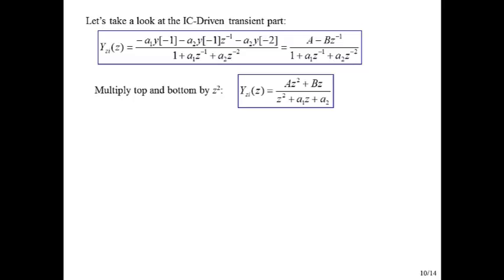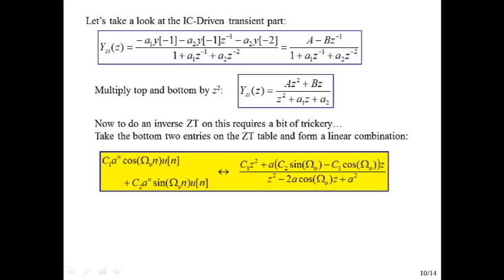Convert it into its Z form rather than Z inverse form. And then we look on our table and we see the bottom two entries on the Z transform table. We have a transform for this and a transform for this: exponentially decaying cosine, exponentially decaying sine. If we add those two results together in the time domain, we add their two results together in the Z transform domain, and we get a general result that looks like that. And that's exactly the scenario that we have here.